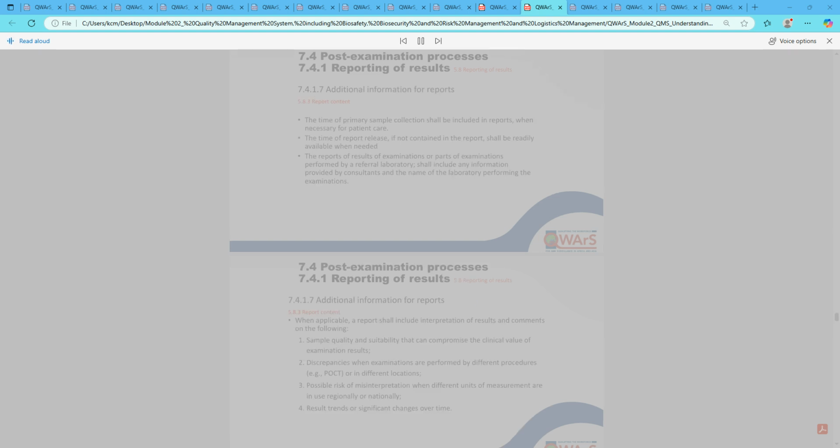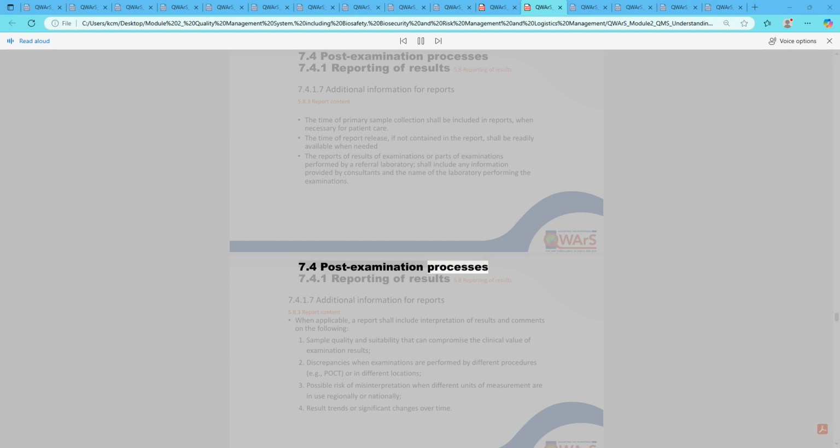7.4 Post-examination processes. 7.4.1 Reporting of results. 5.8 Reporting of results. 5.8.3 Report content. The time of primary sample collection shall be included in reports when necessary for patient care. The time of report release, if not contained in the report, shall be readily available when needed. The reports of results of examinations or parts of examinations performed by a referral laboratory shall include any information provided by consultants and the name of the laboratory performing the examinations.